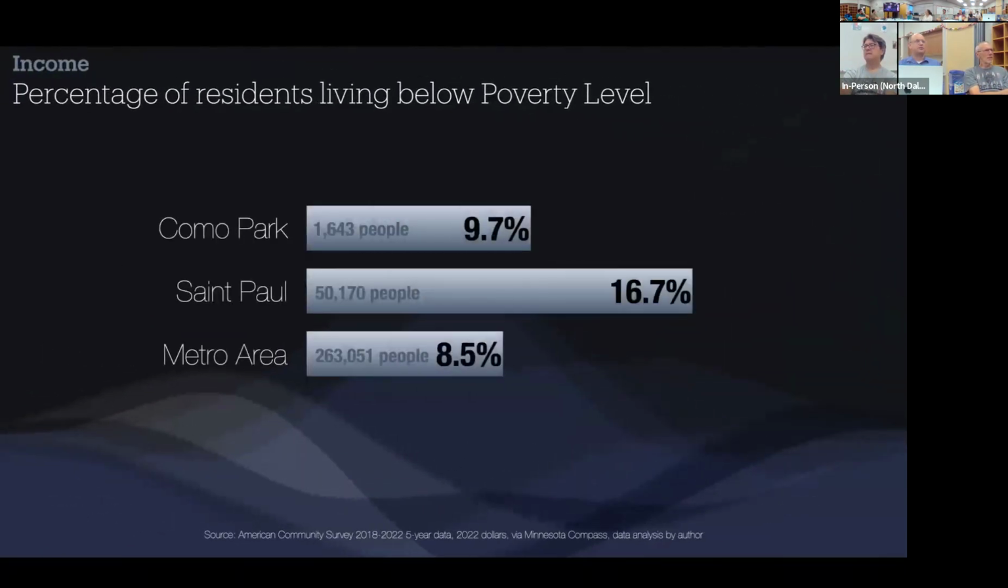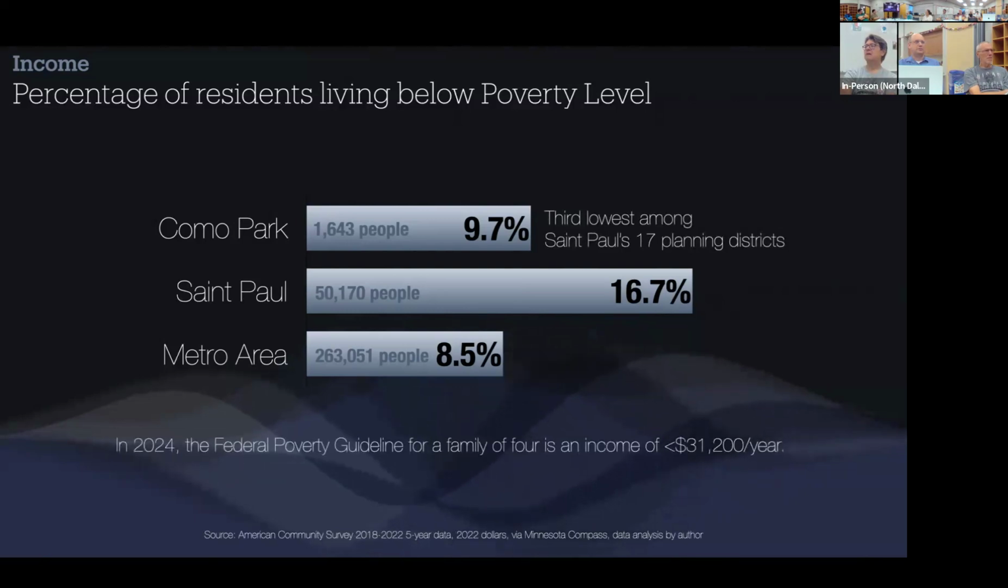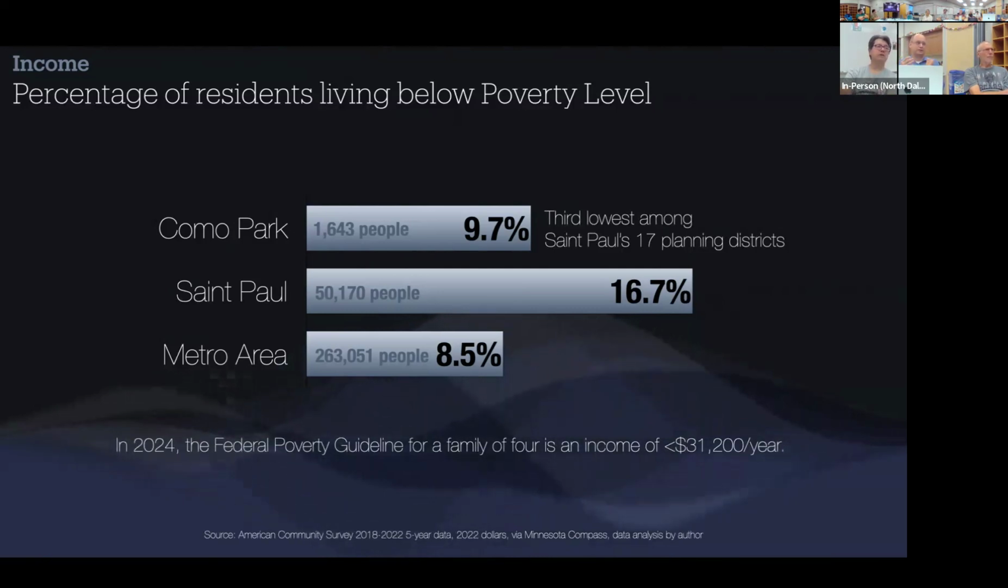And so percentage of residents living below the poverty level, Como, 9.7%, 1,643 people. Not inconsequential, obviously, for them, but nearly half is less than St. Paul. The metro area is a little bit less than this. So in 2024, just for context, the federal poverty guideline for a family of 4 is an income of less than $31,200 a year. So it's very low income. You're thinking low wage retail job type earnings, really nothing much more.